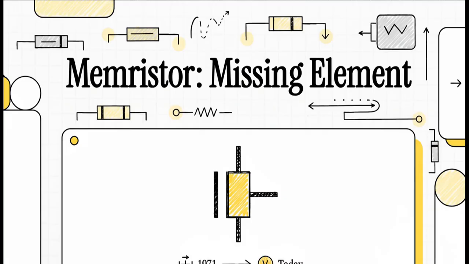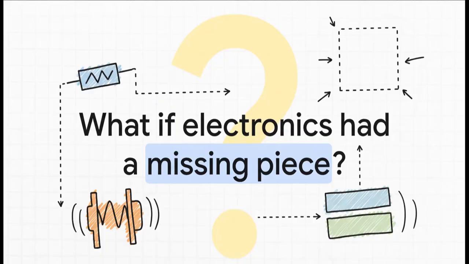Welcome to the Explainer. So back in 1971, a foundational paper took a look at the beautiful symmetry of electronics and asked a pretty bold question. What if a fundamental piece was missing? What came next was a proposal for a brand new building block for, well, pretty much every circuit we use. All right, let's really dive into this.